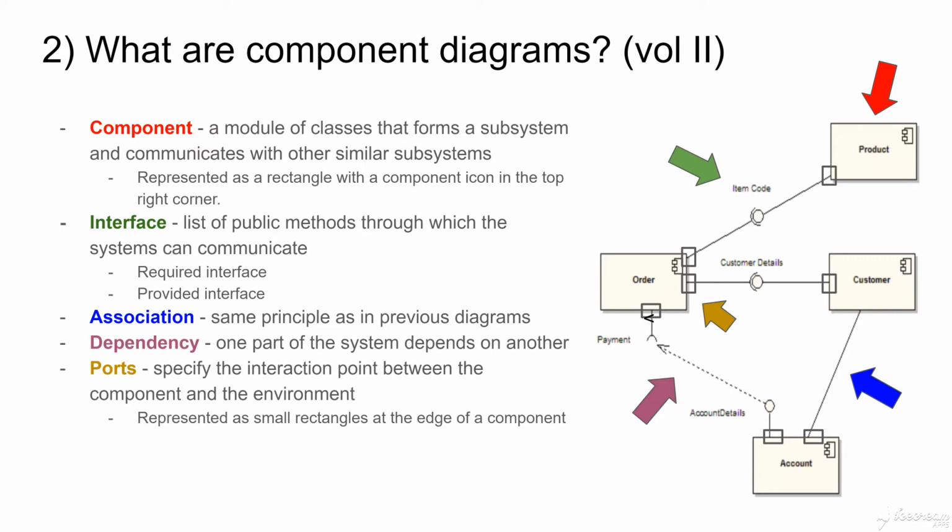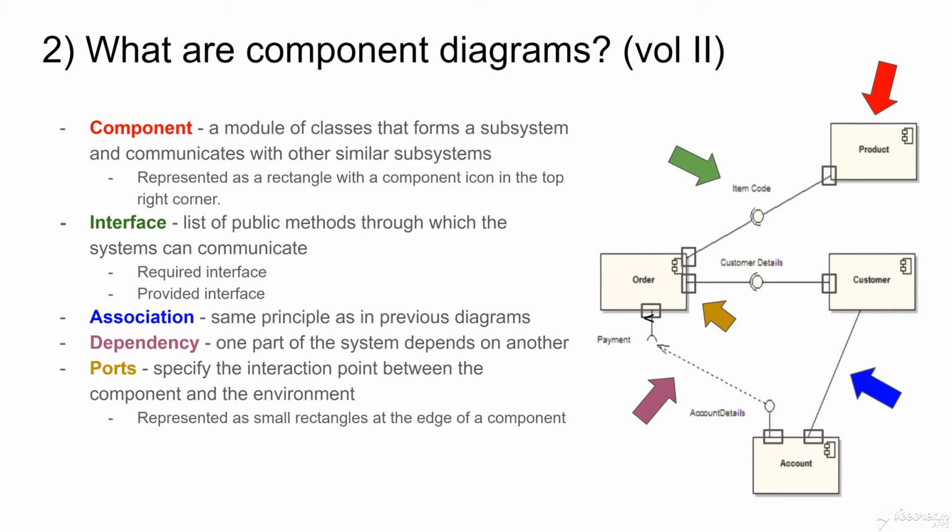A component is like a subsystem which communicates with other parts of the bigger system. On the diagram, they're represented as rectangles that are marked either with the keyword component or the component icon at the top right corner. For example, we have component product shown by the red arrow. In an earlier version of UML, this icon shape was used instead of the rectangles to note components, but for the newer version, the simpler rectangles were chosen.